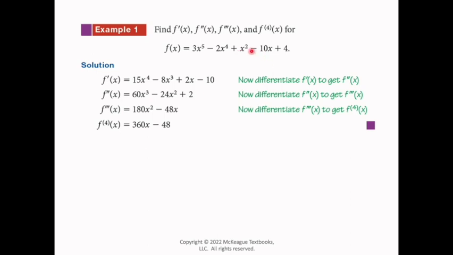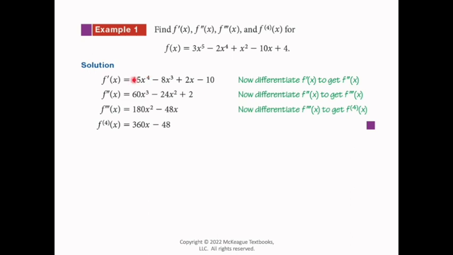When I take the derivative of the 10x, I'm left with the minus 10. And then this 4 disappears because we're taking the derivative of a constant. So here's our first derivative right here. Now, if we need to find the second derivative, we're going to take the derivative of the first derivative. I would bring the 4 down in front and just repeat the process.